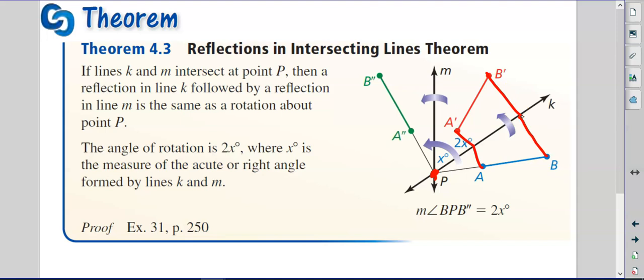So the blue line reflects over K and becomes A prime, B prime, the red line. Then the red line reflects over M and gives A double prime, B double prime. But what it's saying is, whatever the angle is here, formed by K and M, the angle of rotation all the way this way is double that amount. So if x was 20, 2x would be 40.